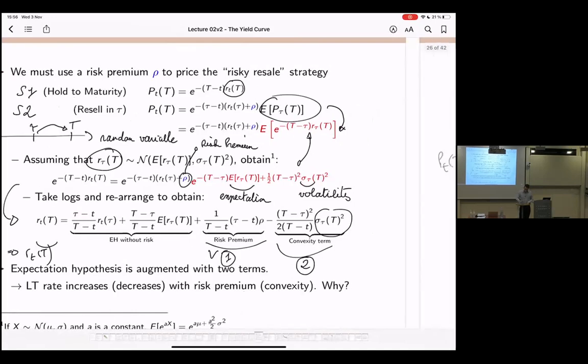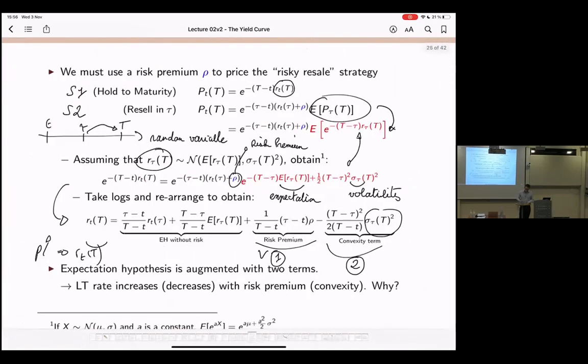Okay, so now let me go to the second application, which, as I said, maybe is a bit more difficult to understand, and it is the effect of the volatility term, what I call this convexity term. If the volatility increases, the long-term rate actually goes down. Why does it sound weird? Because you just told us that if investors care more about risk, they require a higher risk premium, and the long-term interest rate will go up. Now, why does something that has to do with risk actually decrease the long-term rate?